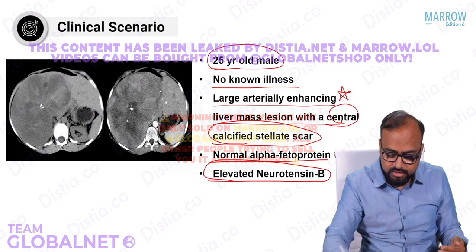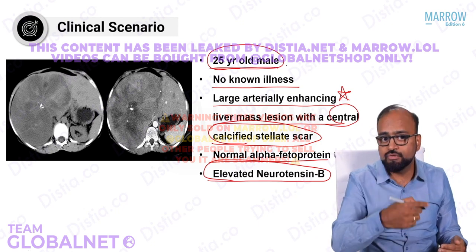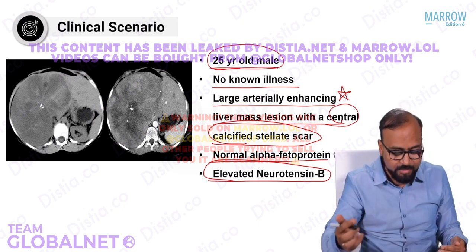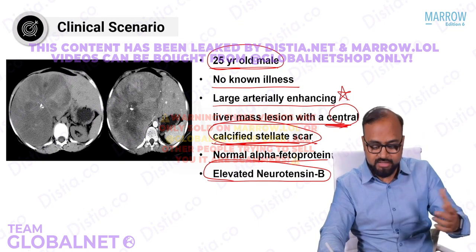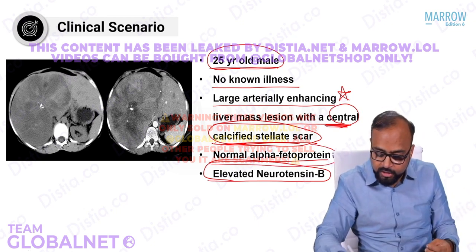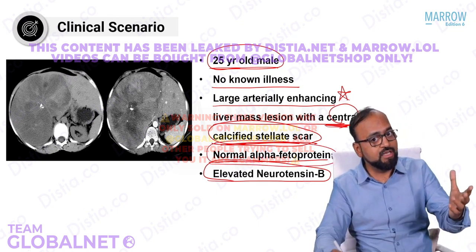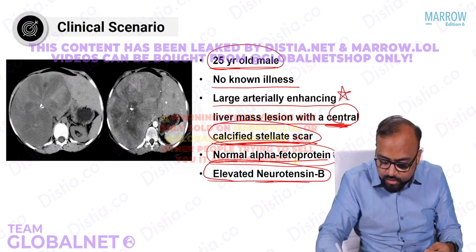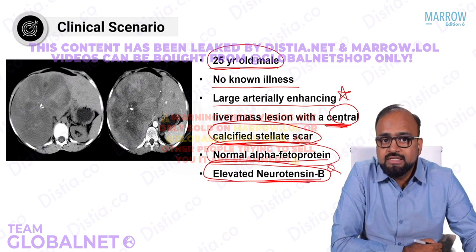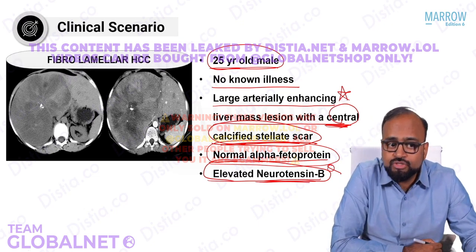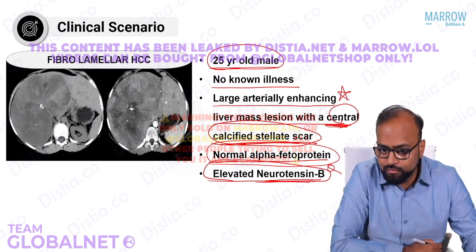Elderly male there, here it is young male. No known illness, whereas there was chronic alcoholism and liver parenchymal disease. There is an arterially enhancing mass with a central calcified stellate scar. This was not present in HCC. Normal alpha fetoprotein here, whereas in HCC alpha fetoprotein is elevated, and here specifically elevated neurotensin, which could be a tumor marker. So what is this? This is a variant of HCC which is called the fibrolamellar variant of HCC.